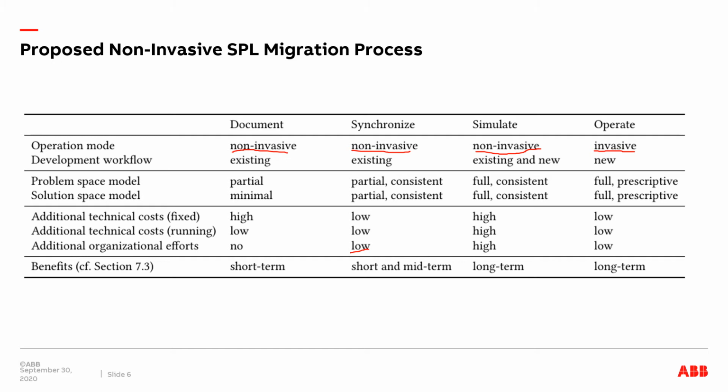The third step would be the simulation, so building firmware and building build artifacts. So all models need to be consistent, but we just ignore the artifacts generated by the SPL system and take our original ones. And the last step would be then to switch over and to use the SPLE system as the source of truth.